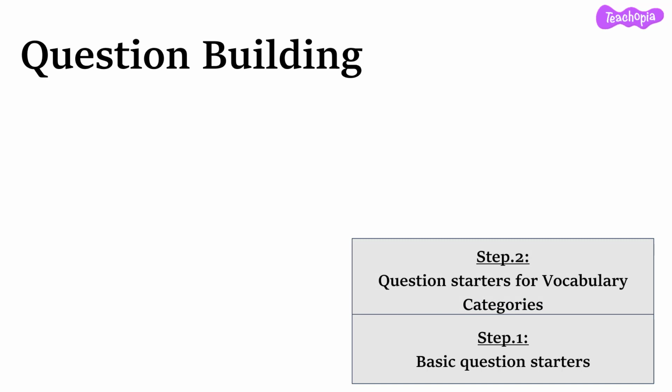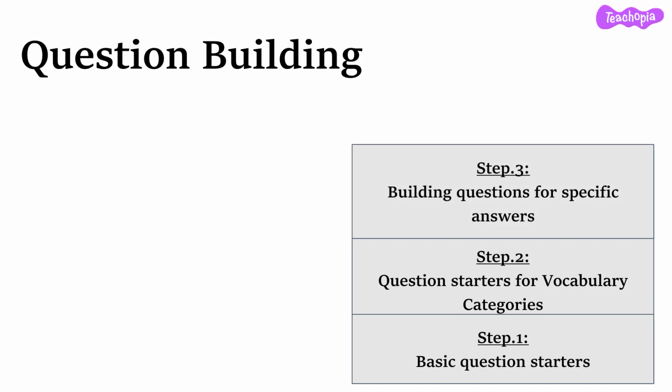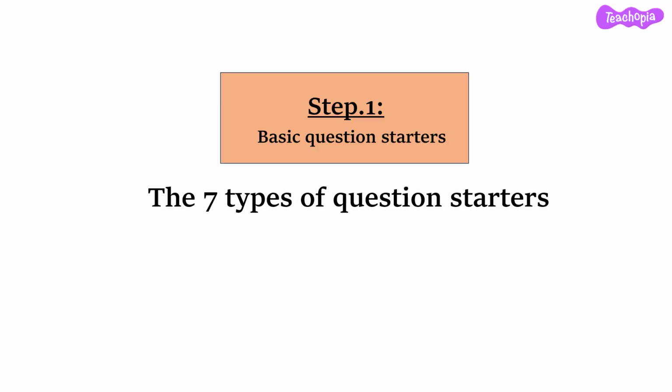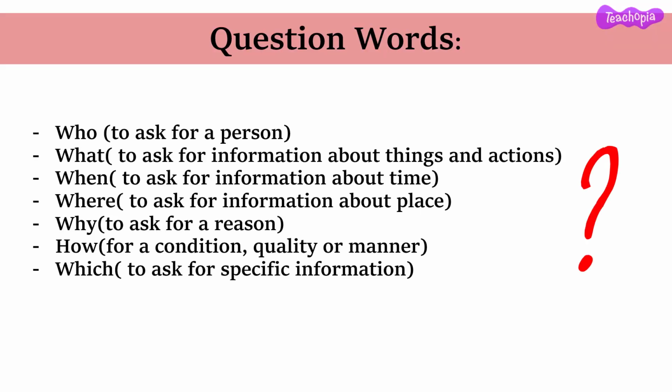Step 2 is question starters for the vocabulary categories. And step 3 is building questions for specific answers. All these three put together can help us build questions. Now, let's look at the first step, that is basic question starters. Now, there are 7 types of question starters. What are they? Now, what are the question words?